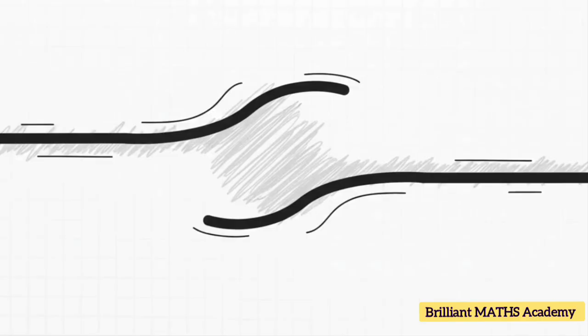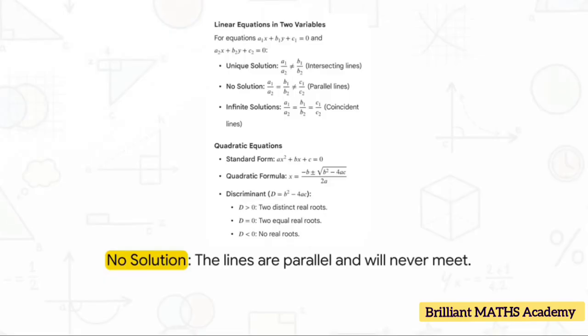But what if they don't cross? If they're on the same flat plane and they never ever meet, there's really only one thing they can be. They have to be parallel, and the math totally backs this up. This happens when the ratios of the x and y coefficients are equal, but that last ratio, the constant terms, is different. You can think of it like this. They have the exact same slope, they're pointed in the exact same direction, but they start at different places. So they'll run alongside each other forever, but never actually touch.